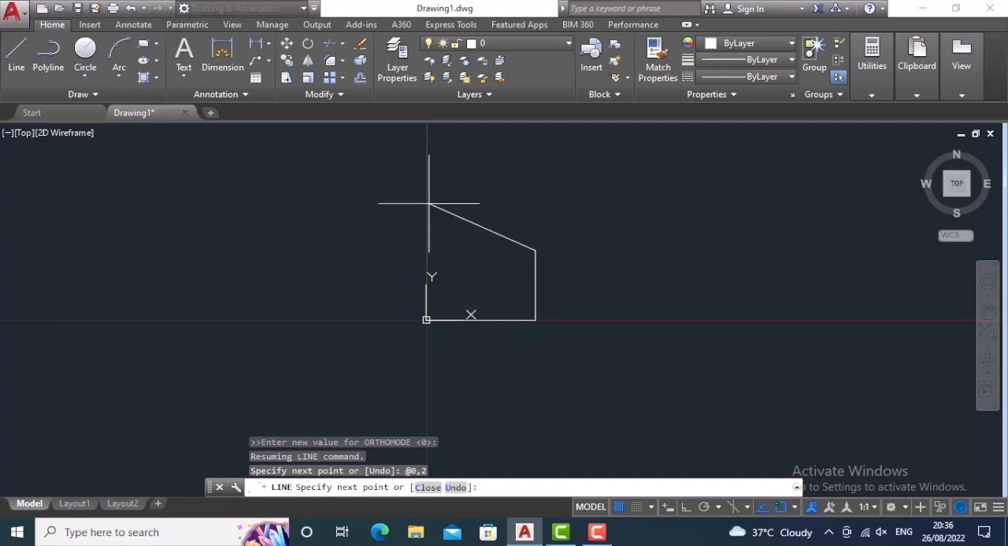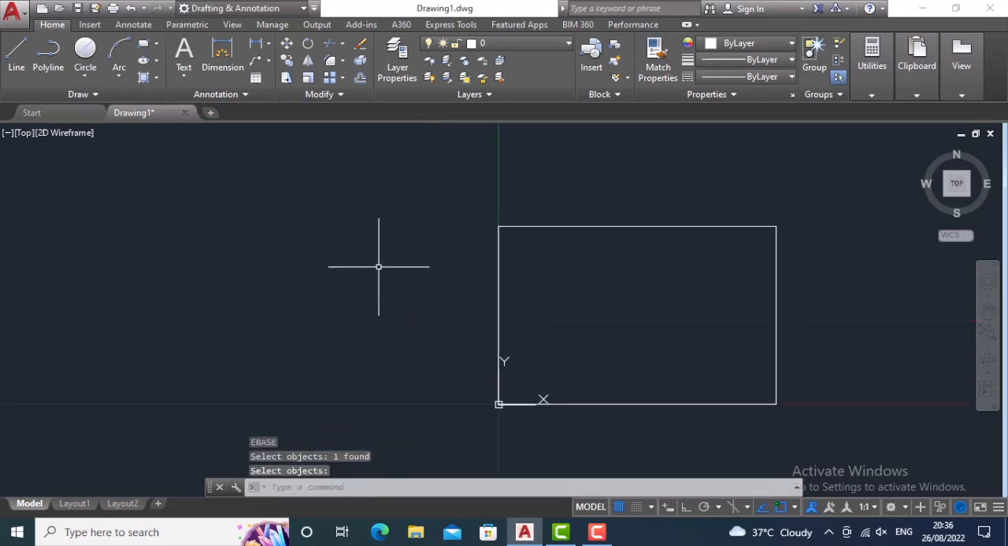Then the next one, as you can tell, it's -3 and 0. So it's @-3,0. And then for the last, you can also close it, but we will give it a point, which will be @0, and in the y direction we are going down, so it will be -2. So this is the second system, which is the relative coordinate system.